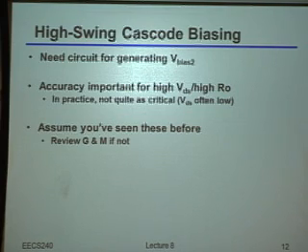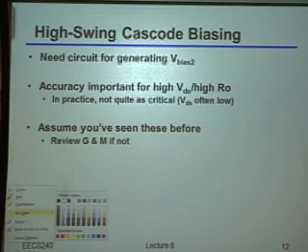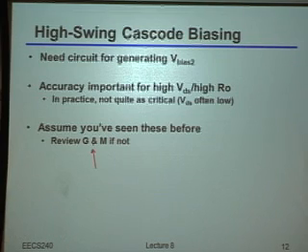Okay? Also, I'm not going to spend a lot of time on this because I'm going to assume that you've seen this before in something like EE140 or an equivalent class you've taken. If not, there's plenty of material on this in Gray and Meyer, so definitely feel free to take a look at that. Just look for high swing cascode biasing. You'll see there's all kinds of tricks and tips that they'll give you there.